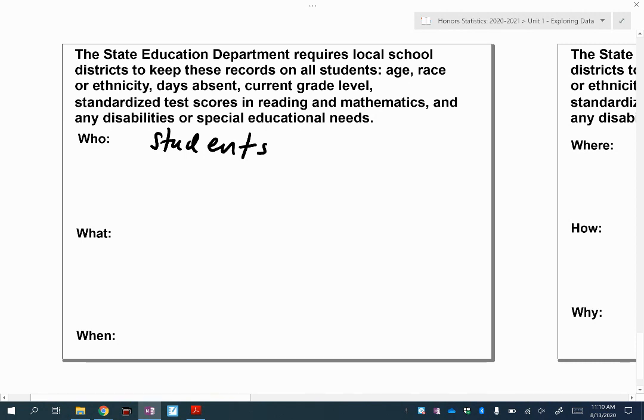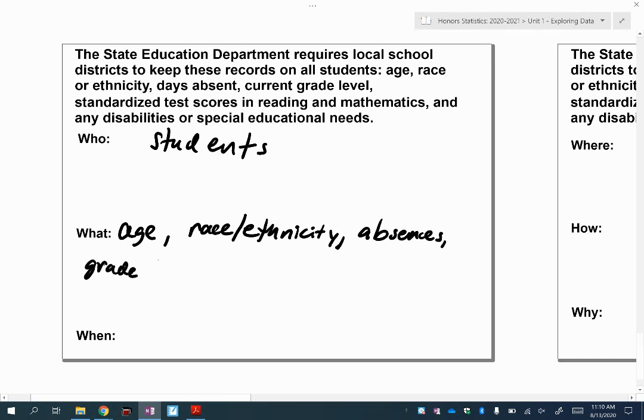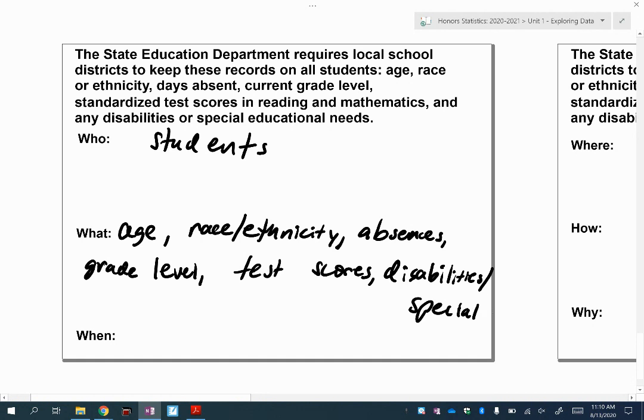All right, so the what's going to take a little longer to list all of those variables. So we've got age, race / ethnicity. We've got absences. We've got grade level, test scores, and then we have any disabilities / special needs. Okay, so take a moment to go through what type of variables they are.